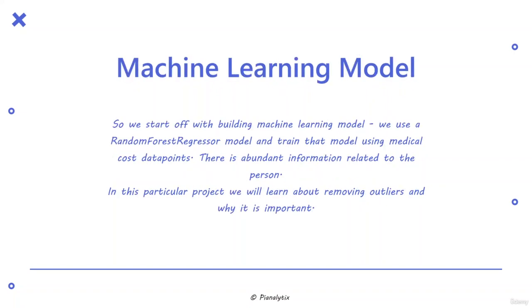So this is the first part. We start off with building a machine learning model. We use a random forest regressor model and train that model using medical cost data points, right? That is our main data set. There is abundant information related to the person from which we are going to extract more information and finally build our model and train it on the data set. In this particular project, we will also learn about removing outliers and why it is so important.